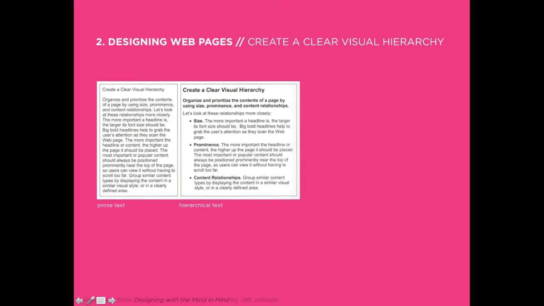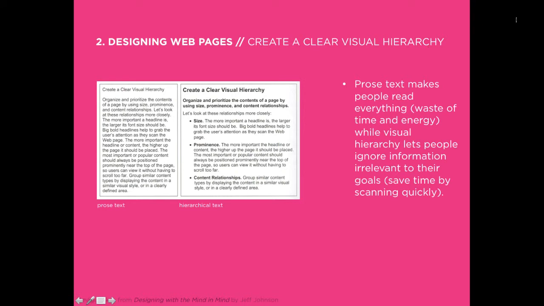Still under creating a clear visual hierarchy, on the left side we have prose text, and on the right side we have hierarchical text. And notice how hierarchical text is much easier to read. Prose text makes people read everything, which is a waste of time and energy, while visual hierarchy lets people ignore information that is irrelevant to their search and goals, and that way they can save time by scanning quickly.